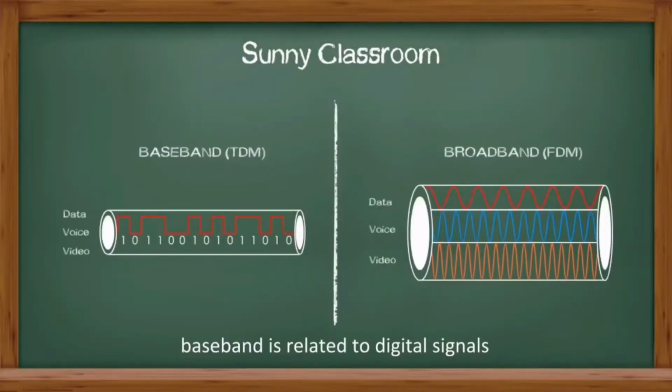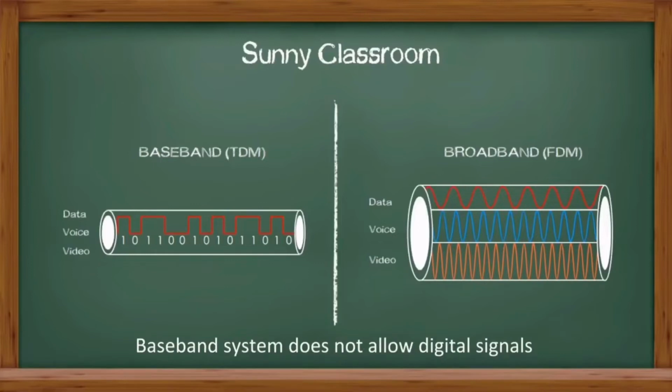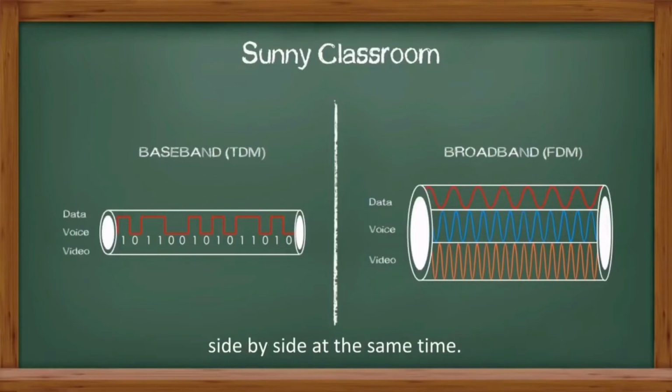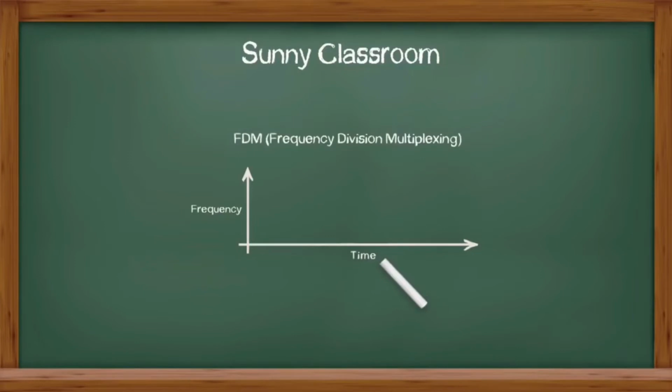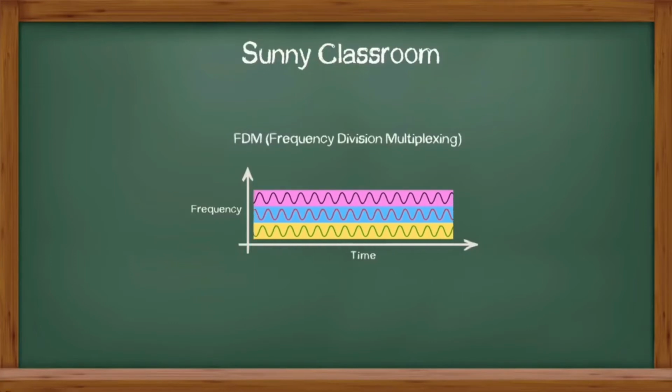In summary, baseband is related to digital signals while broadband is related to analog signals. Baseband system does not allow digital signals to share one media simultaneously, while broadband system can transmit different data side by side at the same time. For analog signals, frequency division multiplexing or FDM is used to make analog signals share one common media.